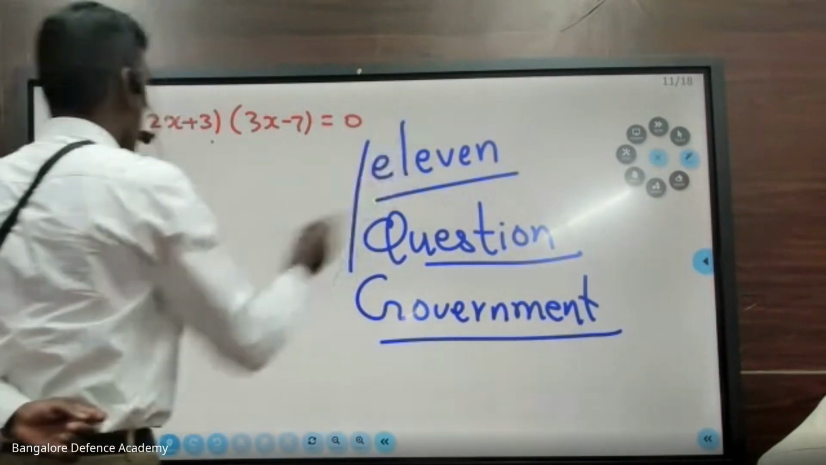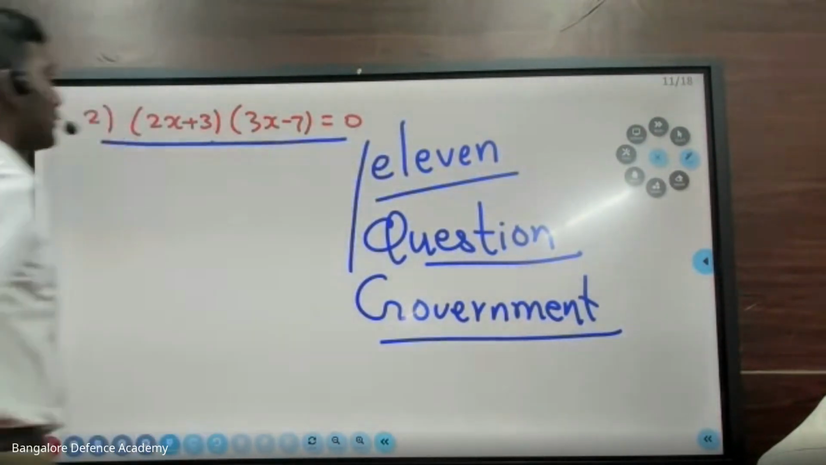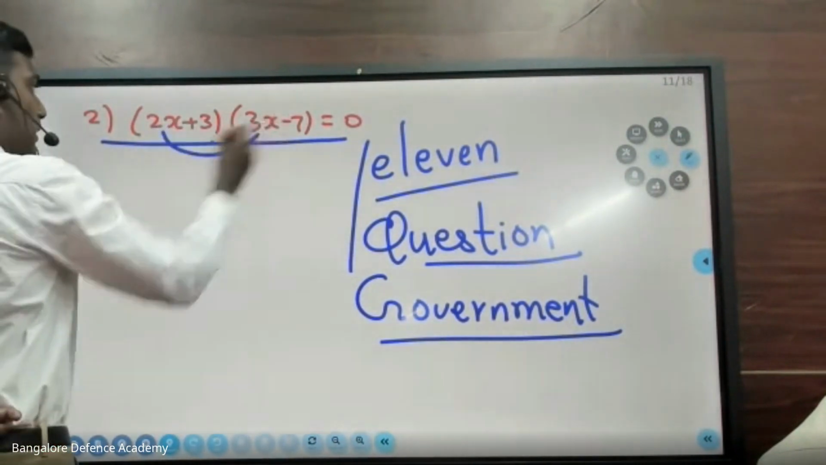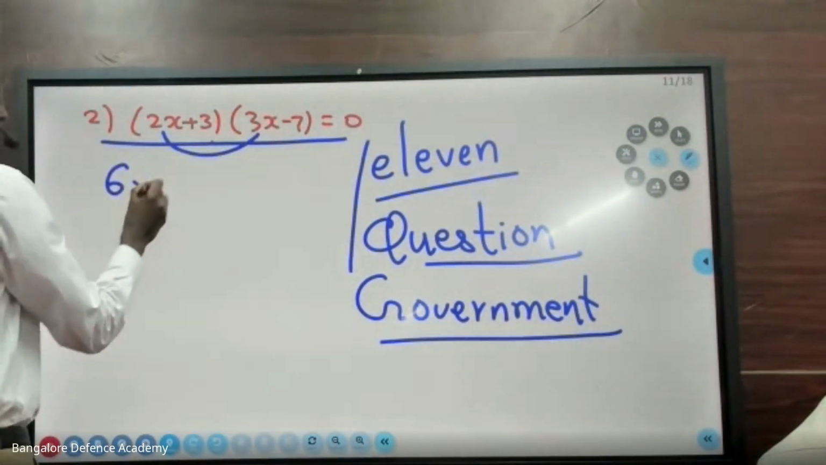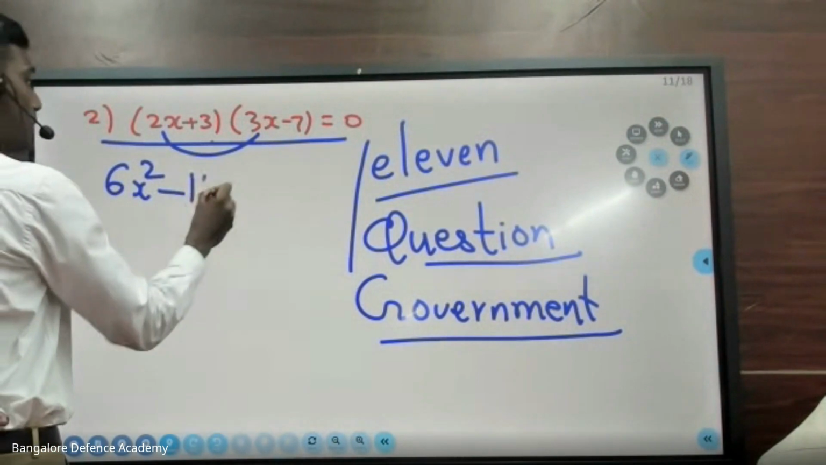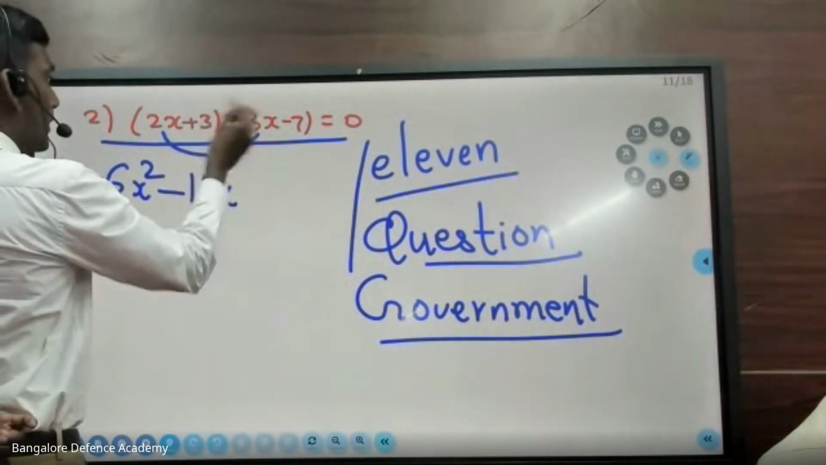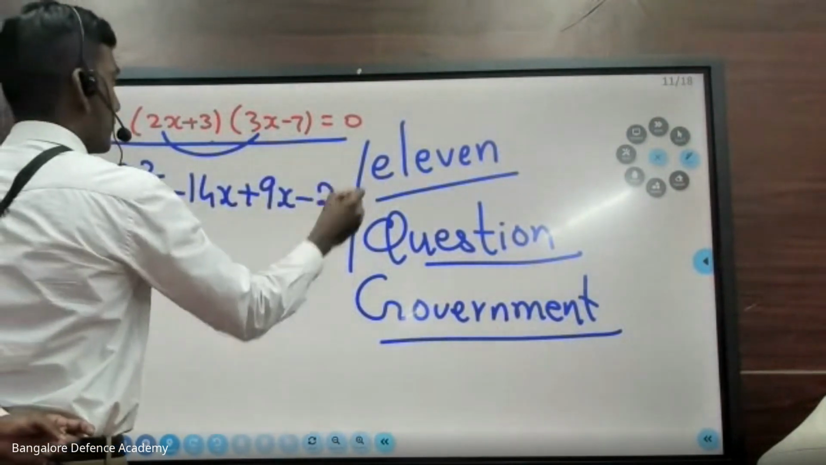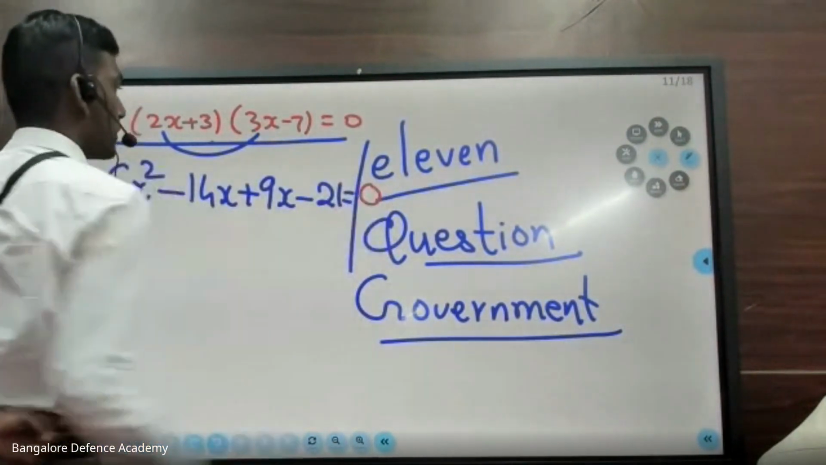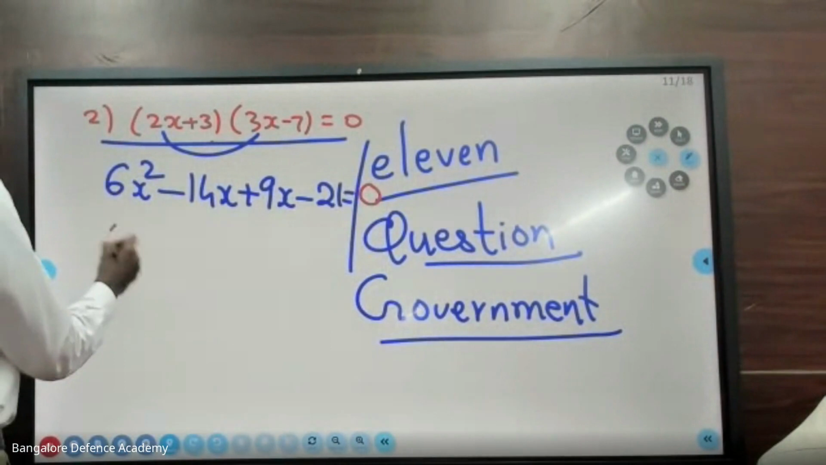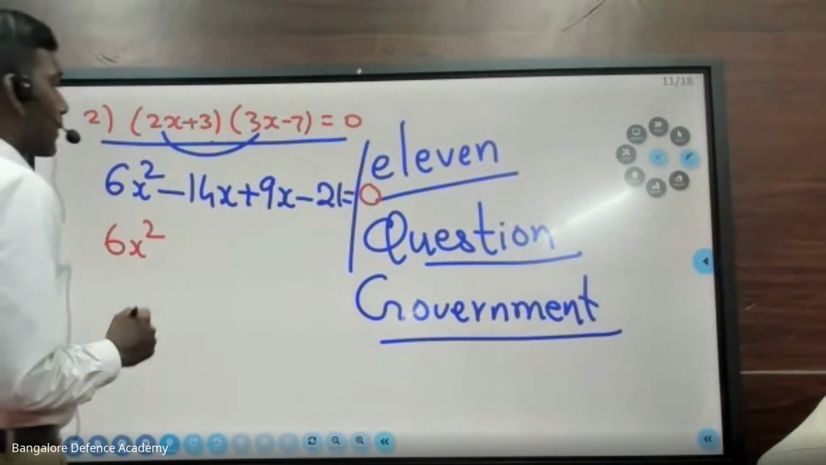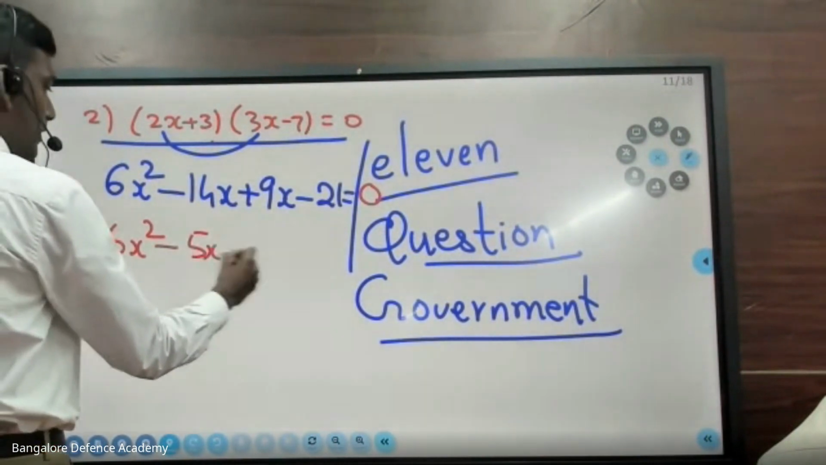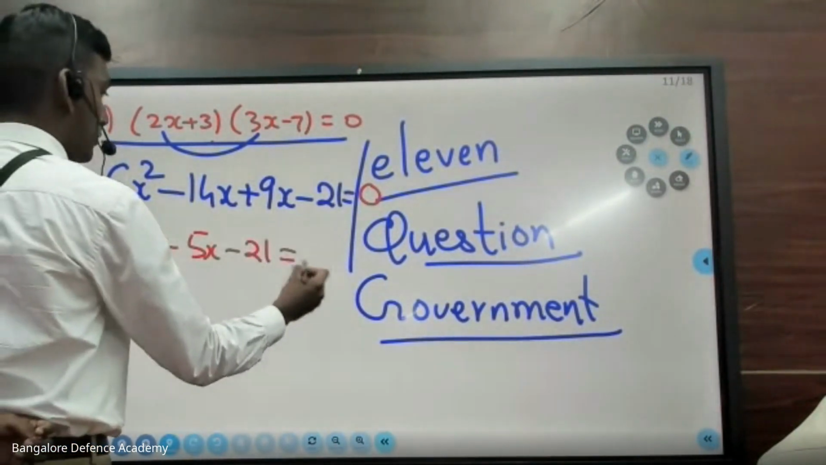So, fine. The first question here: (2x + 3)(3x - 7). If you want to multiply this, you get how much? 6x square minus 14x. Then 3 into 3 becomes plus 9x, minus 21 is equal to 0. Correct? Then what you get? 6x square minus 5x minus 21 is equal to 0.